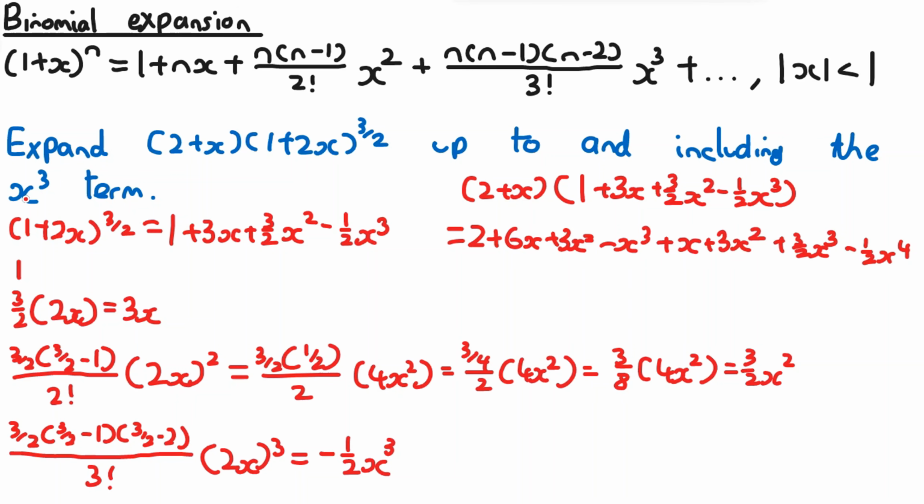But because we're going only up to the x to the power of 3 term, we don't actually need to include this, because that's going beyond what we need to do, x to the power of 4. So we can just go up to this, and then we can simplify by collecting like terms. So it's just going to be the 2 here, and then 6x plus x, which is going to be 7x. There's going to be 3x squared plus 3x squared, which is going to be 6x squared. And then it's going to be 3 over 2 x to the power of 3 minus x to the power of 3, which is going to be plus a half x to the power of 3. So therefore, this here, 2 plus x, and then 1 plus 2x to the power of 3 over 2, is going to be equal to this here.